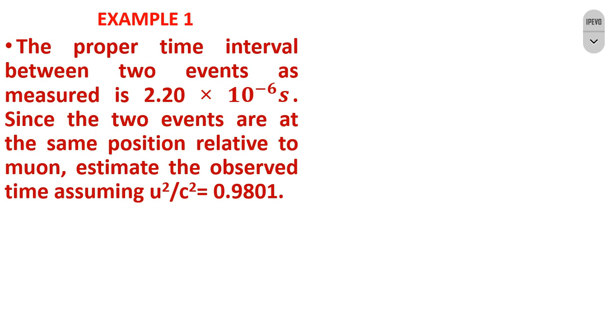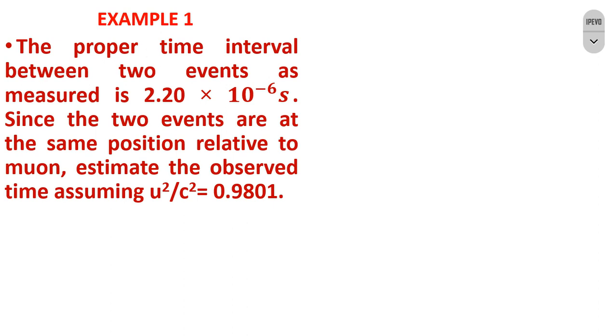Let's consider this example. The proper time interval between two events as measured is 2.20 times 10 to the power minus 6 seconds. Since the two events are at the same position relative to the observer, estimate the observed time, assuming u squared over c squared is given by the value 0.9801. They both have no units because it is a ratio of two velocities, so that was why the unit was left out.